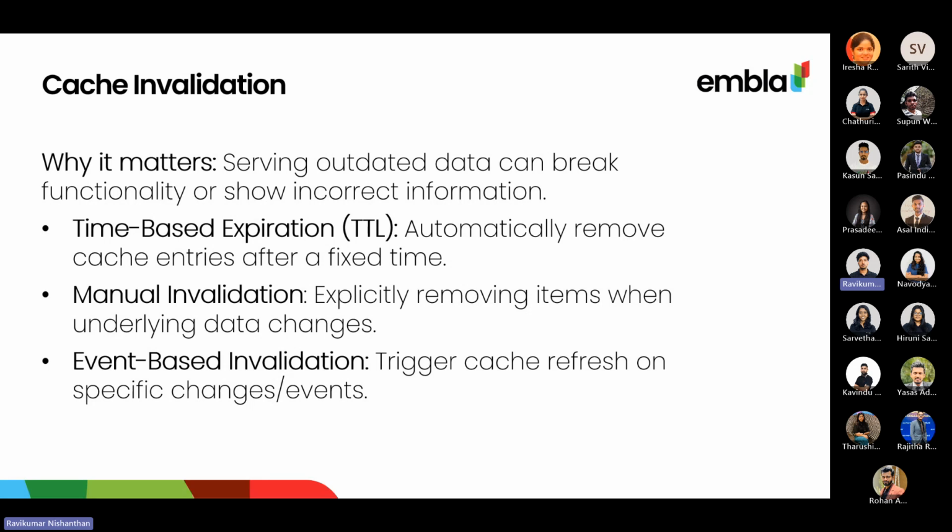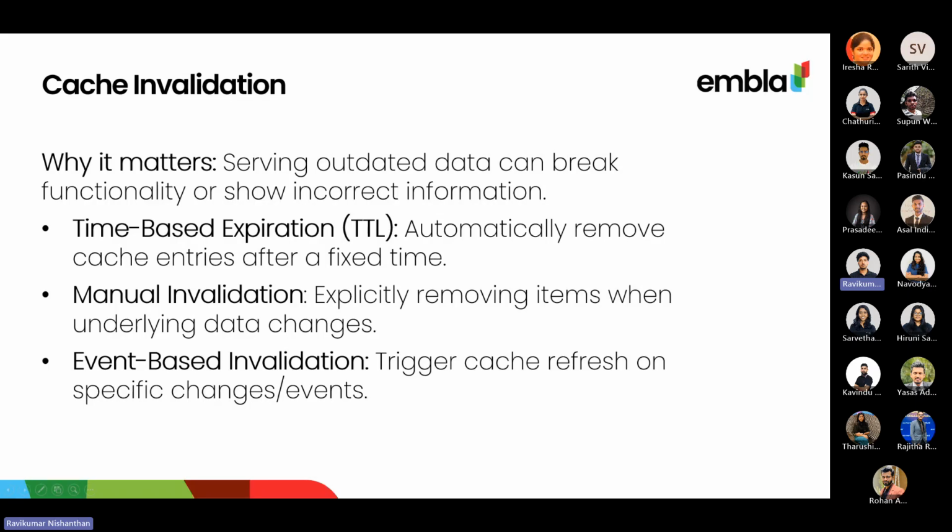Second one is manual invalidation. It involves explicitly removing or updating the cache items when you know the underlying data has changed. For example, if a product price changes, you might clear its cache details right away.